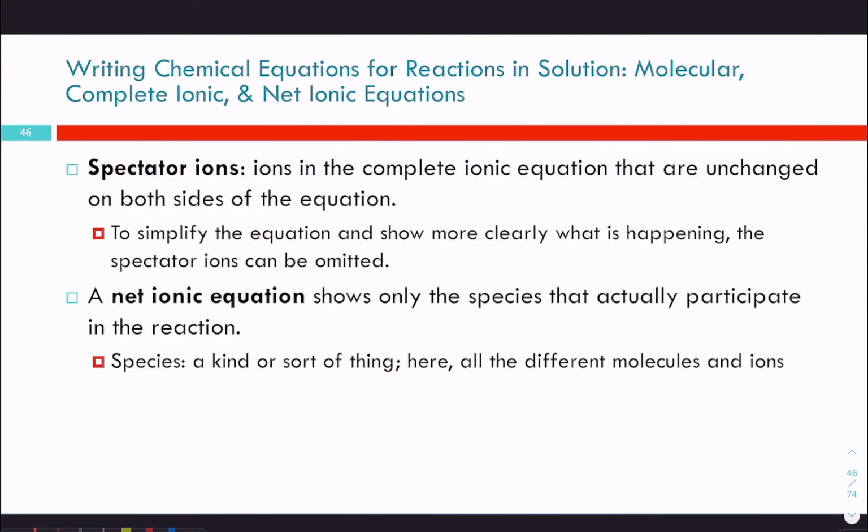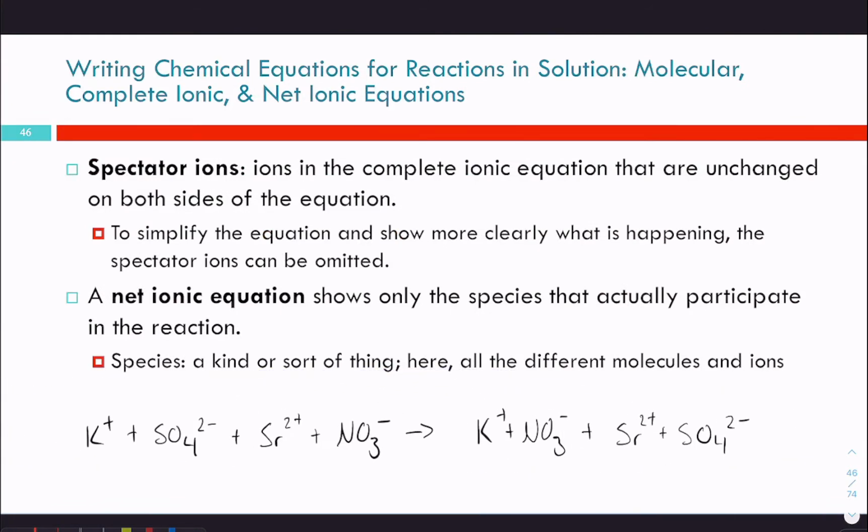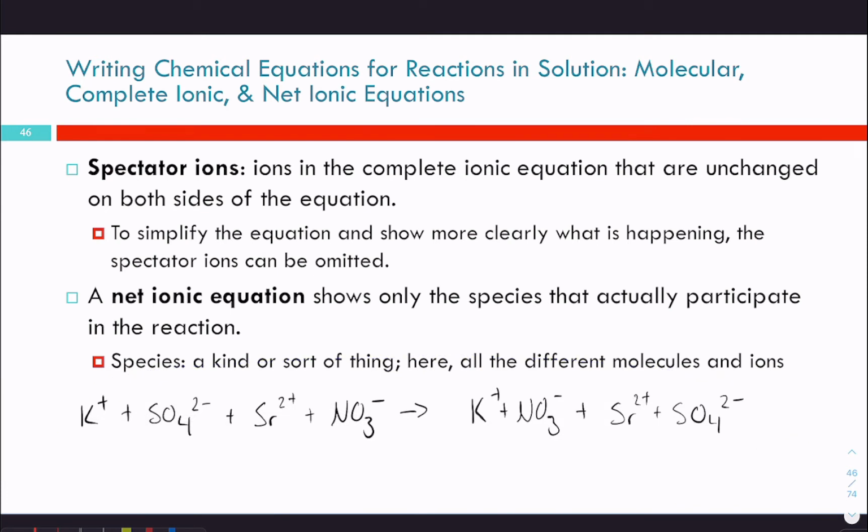So from our complete ionic equation, not all of these were part of a reaction. Some of them are spectator ions. So in this case, if I go through and erase these, only the strontium and the sulfate reacted to form a compound that was insoluble. Potassium and nitrate are still just hanging out in the solution. So those are called spectator ions. They haven't changed from one side to the other, from the reactants to the products. So we can just cross them out and eliminate them from the reaction to give a more clear image of what's going on.